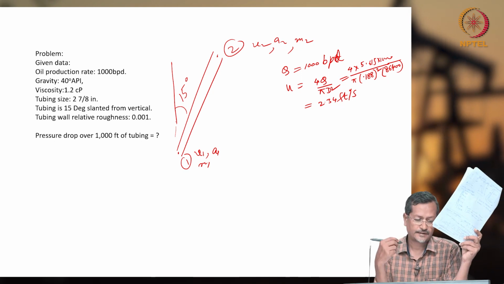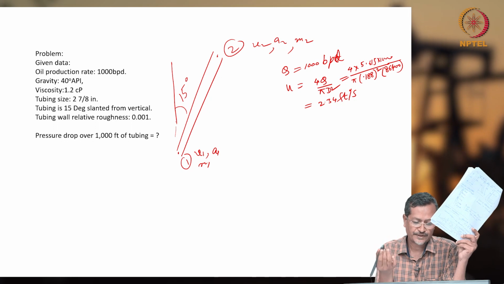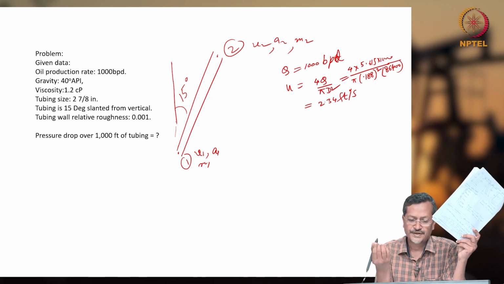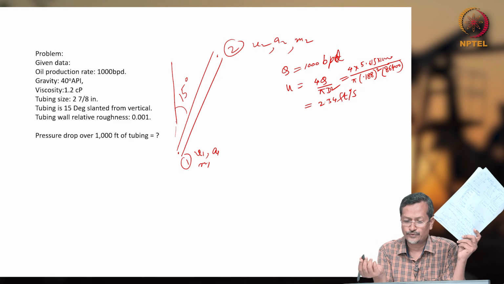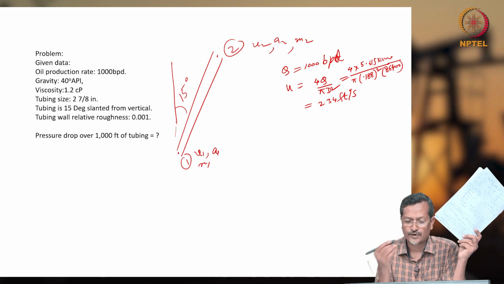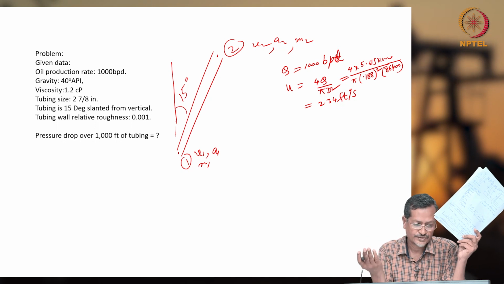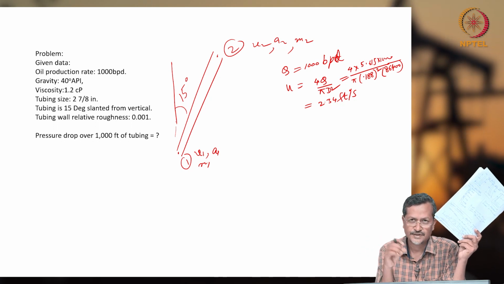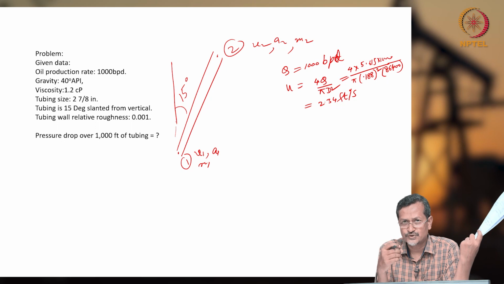There is no information given on whether the pipe diameter is changing from point 1 to point 2. We are assuming the same pipe diameter, so u will be the same from inlet to outlet because density is constant. It's oil, so we are assuming density change is also negligible.